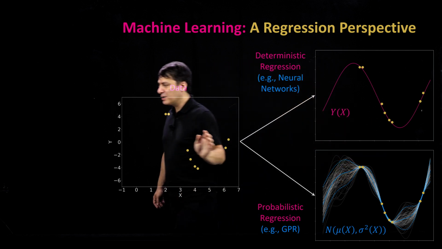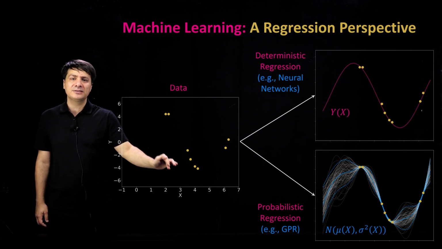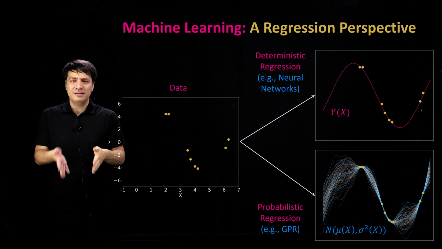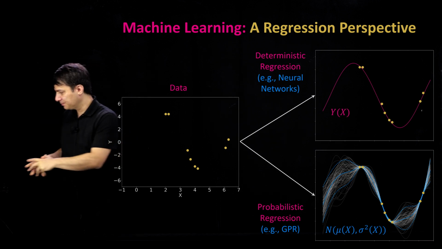So we're going to go over the basics of neural networks, and for the probabilistic approach, we're going to go over the basics of Gaussian process regression. In this lecture, we're going to go over the neural networks, and in the next lecture, we're going to go over the Gaussian process regression.